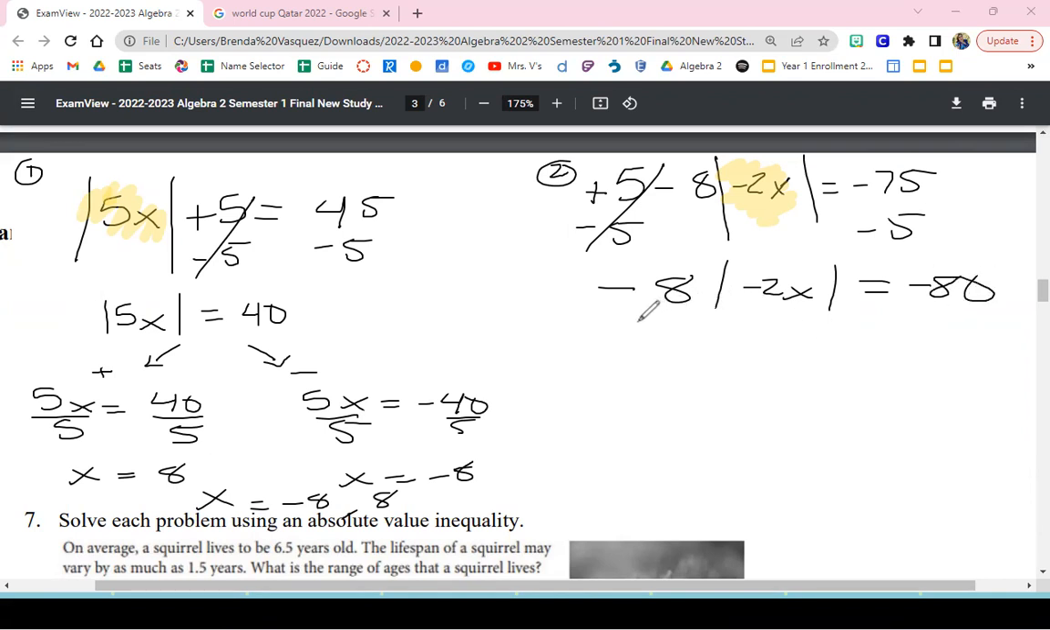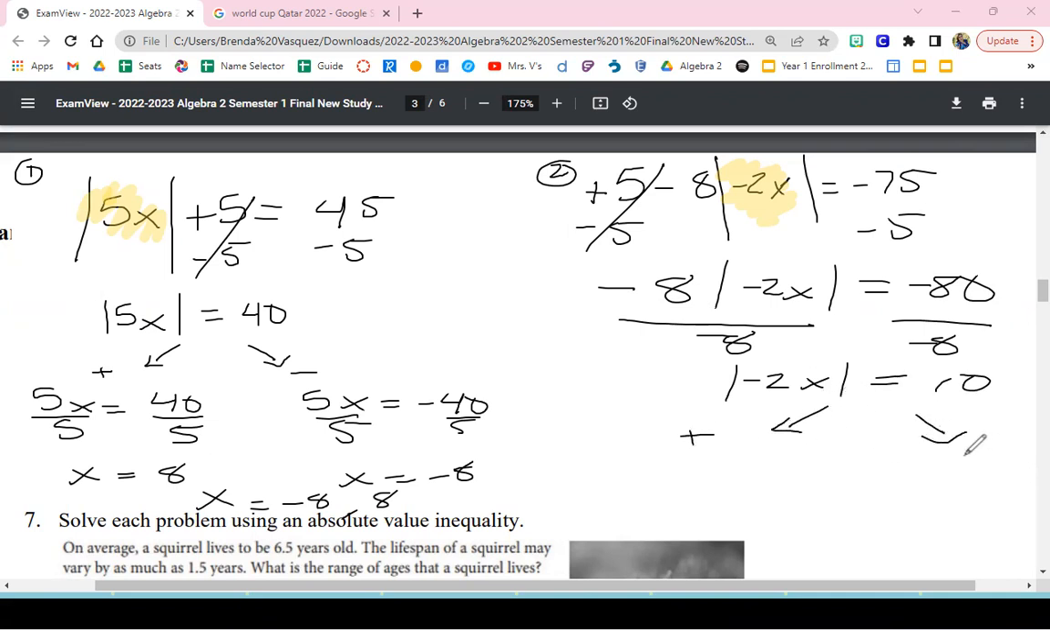Last step, divide by negative 8. We're left with positive 10. All right, can we solve for this one? Yes, we can. Let's go ahead and see. Positive and negative. So negative 2x equals 10 and negative 2x equals negative 10. All right, so what's my solution for the first part? X equals negative 5 and positive 5. Raise your hand if you got that. Woohoo. All right. I'm gonna go ahead and stop it here, guys.